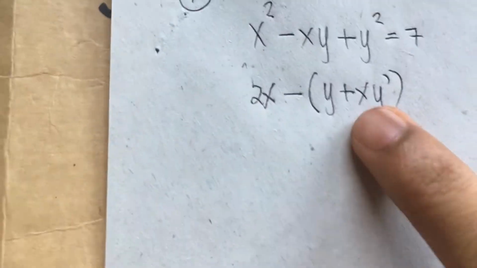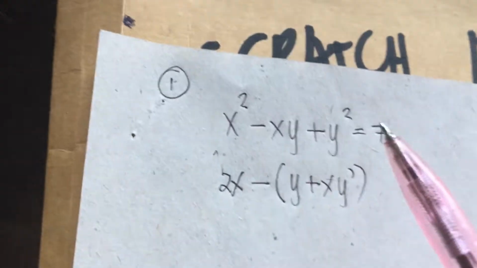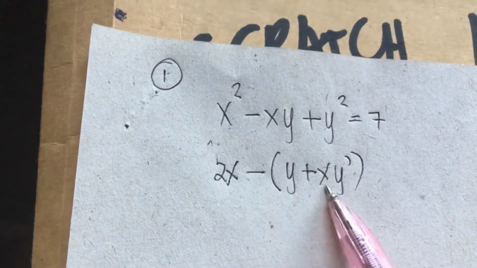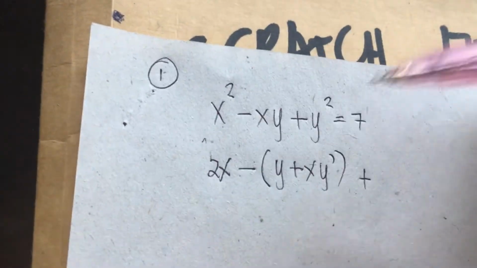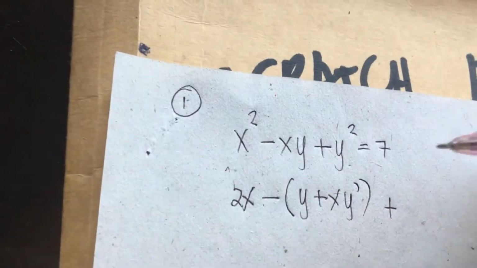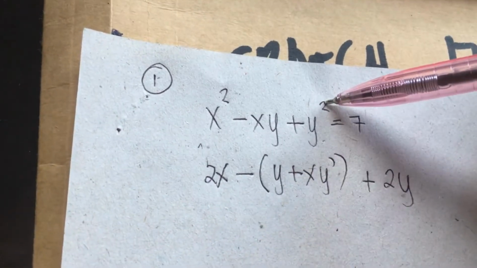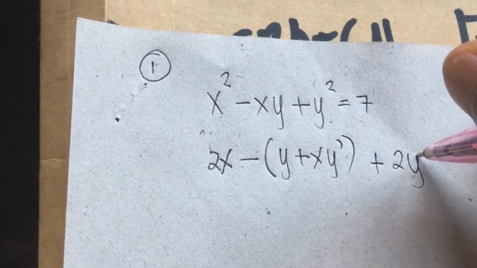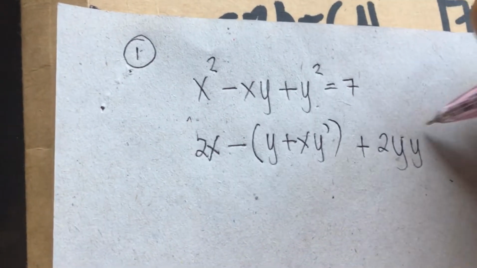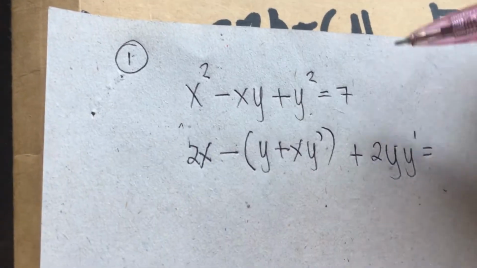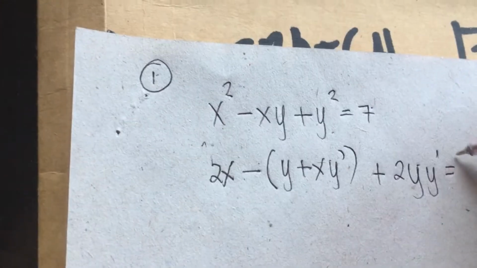Okay, again, saan galing ito? Sa shortcut. So the derivative of xy is y plus xy prime. Plus, the derivative of y squared is, applying power rule, 2y. Okay, the derivative of y squared, 2y. And of course, meron na siyang y, so lagyan ng y prime. And the derivative of 7 is 0.